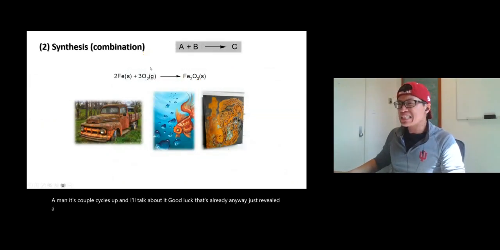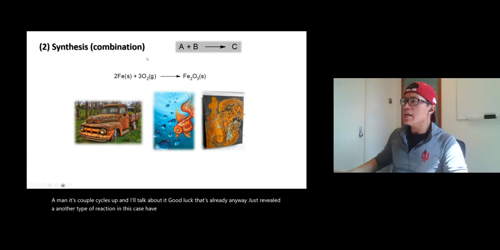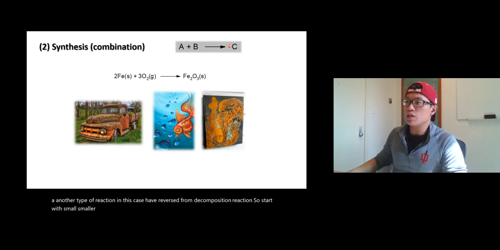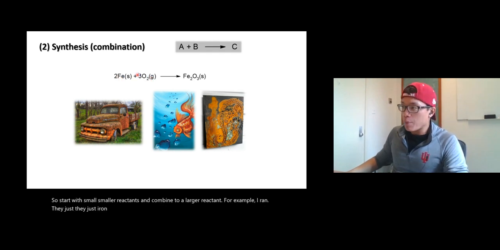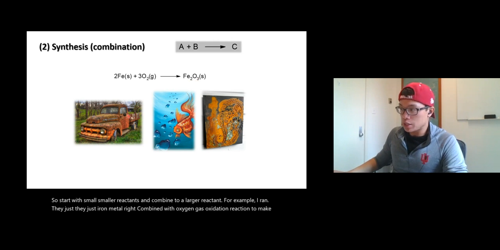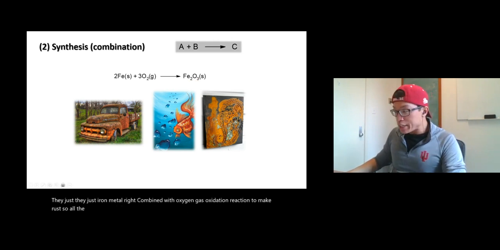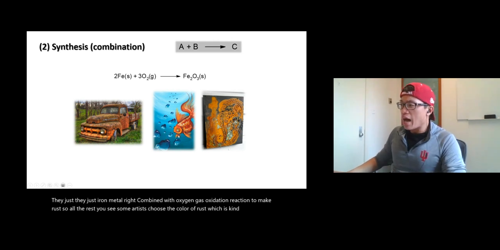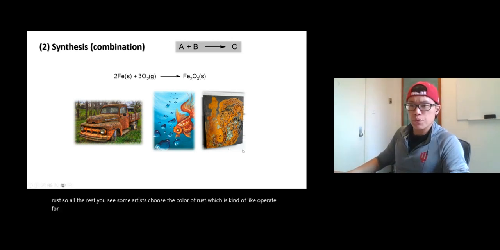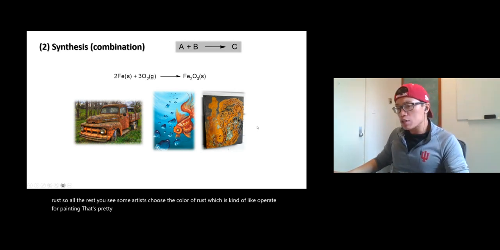Another type of reaction, in this case, kind of the reverse of decomposition reaction. So start with smaller reactants and combine to a larger product. Okay. For example, iron. That's just iron, metal, right? Combined with oxygen gas, this is the oxidation reaction to make rust. So all the rust that you see. Some artists use the color of rust, which is kind of like off red, for painting. That's pretty cool.